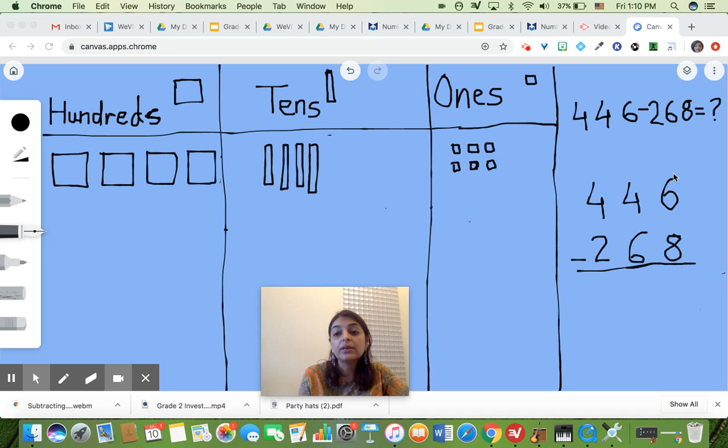Now, if we look at the ones, we know that the number on top is smaller. 6 is smaller than 8, so we know it needs regrouping. So we'll regroup 1 ten into 10 ones. So here we go. We're going to regroup this ten into 10 ones. And I'm going to draw 10 ones.